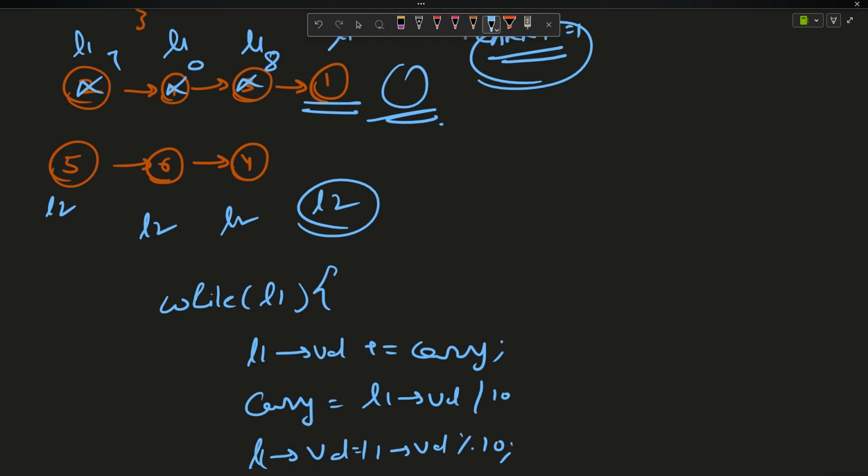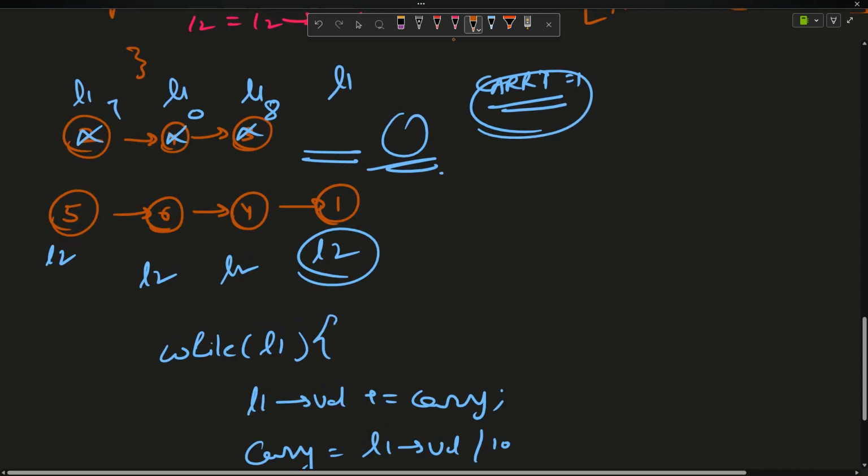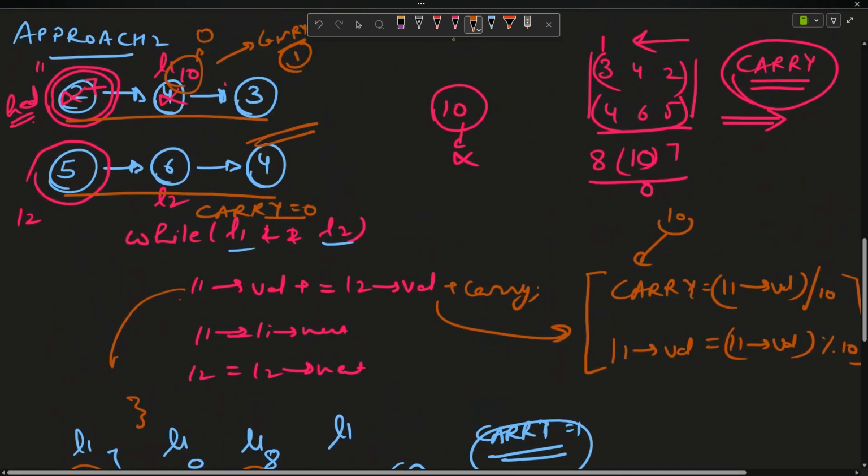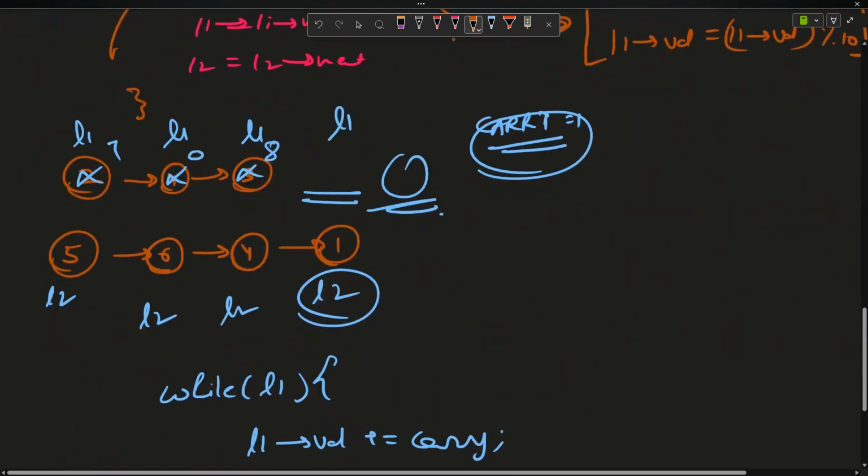Now, in the other case, what could have happened is that L2 is not null and L1 is null. See, only one of these cases will occur. Either L1 will become null or L2 will become null, or both of them will become null. Both of them cannot be not null and move out of the loop, because the loop condition is that any one of them should be null.